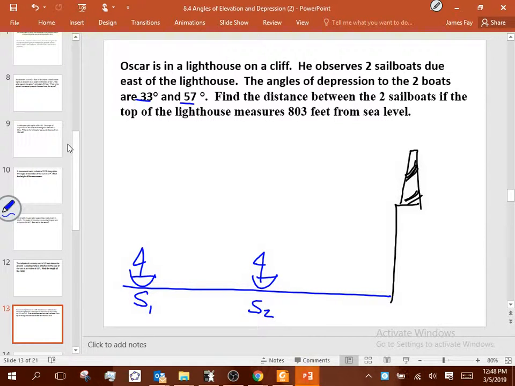Okay. Now Oscar is looking at those, right? So when he looks at those, he's got lines of sight, correct? So there's one line of sight. There's a second line of sight. Kind of like the waterfall. Okay, so now just throwing information in here, how tall is the lighthouse, or how far is Oscar off the sea?